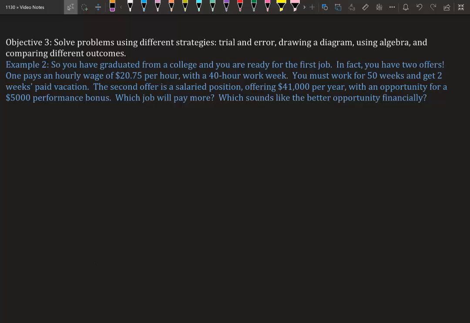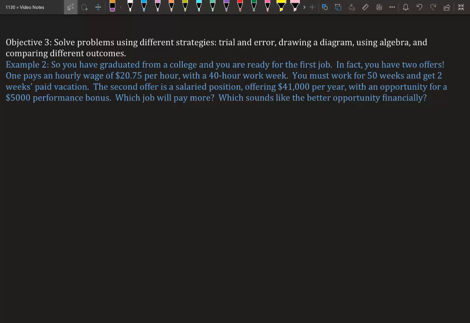So you graduated from college and you're ready for your first job. In fact, you have 2 offers. One pays an hourly wage of $20.75 per hour with a 40-hour work week. You must work for 50 weeks and get 2 weeks paid vacation. The second offer is a salaried position offering $41,000 per year with an opportunity for a $5,000 performance bonus. Which job will pay more? Which sounds like a better opportunity financially?